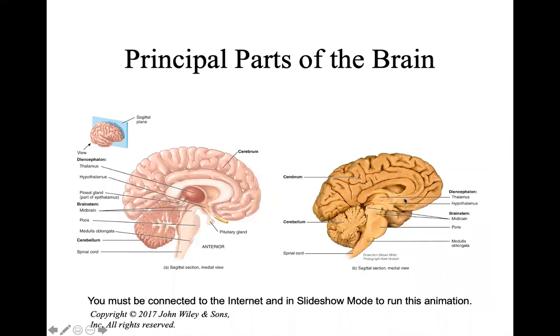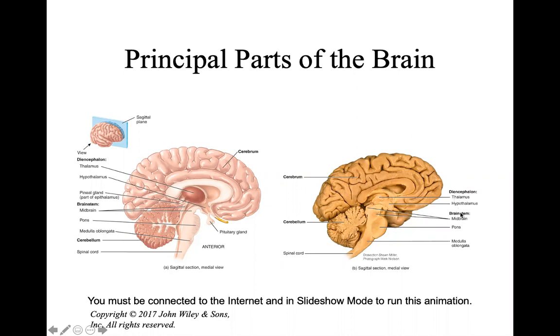When we look at a cross section of the brain, this is a sagittal view. So we're looking at the left hemisphere here. This is the cerebrum. This is the largest part of the brain here. The diencephalon is this center part. And when you see the diencephalon, it is made up of, anytime you hear the word thalamus, there's thalamus, hypothalamus, epithalamus. Those are all part of the diencephalon.